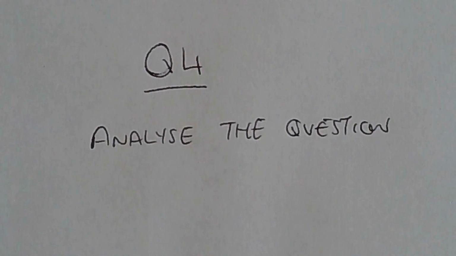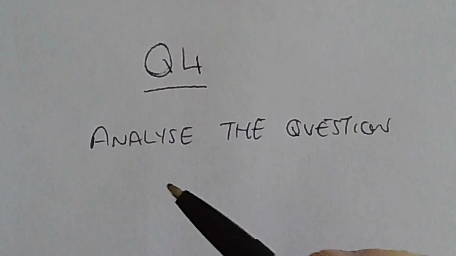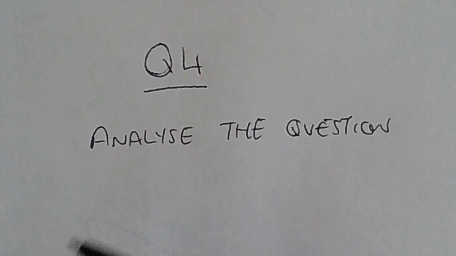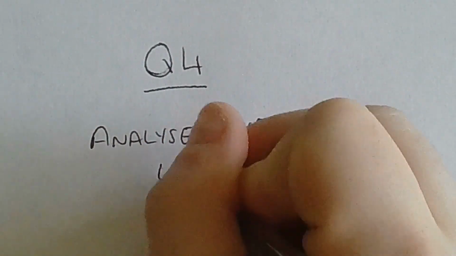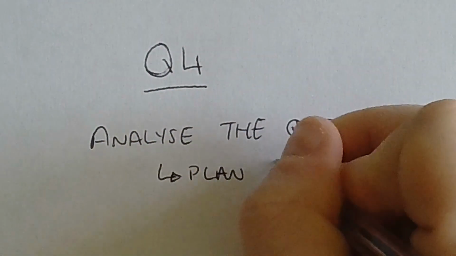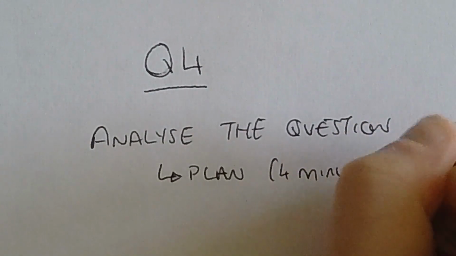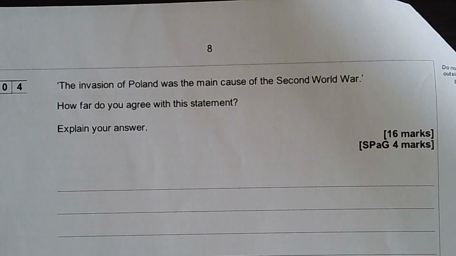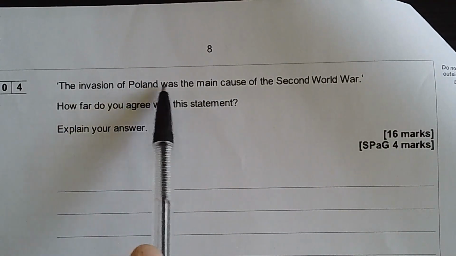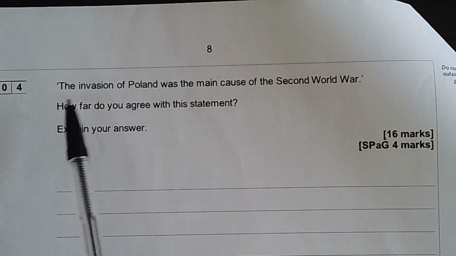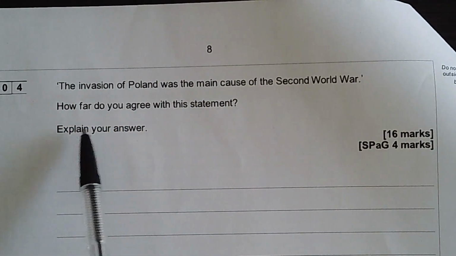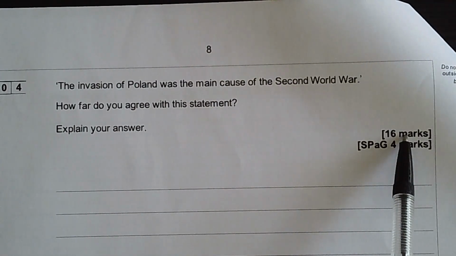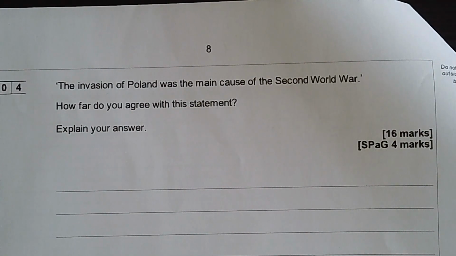The difference with analysing this question is that alongside what you usually do in terms of reading, asking what part of history the question is asking about and what the rest of the question is asking about, you also need to take your time to plan. It is crucial that you take at least 4 minutes to plan your answer. So here we can see the question. I'm just going to read it out for you. The invasion of Poland was the main cause of the Second World War. How far do you agree with this statement? Explain your answer. 16 marks.